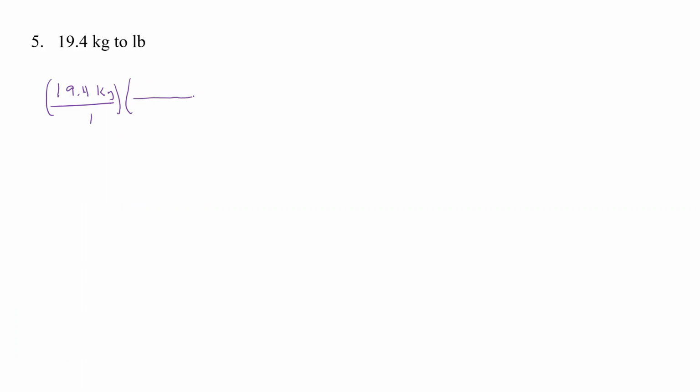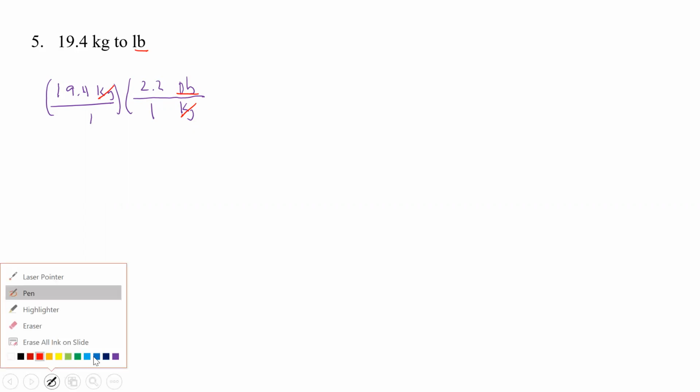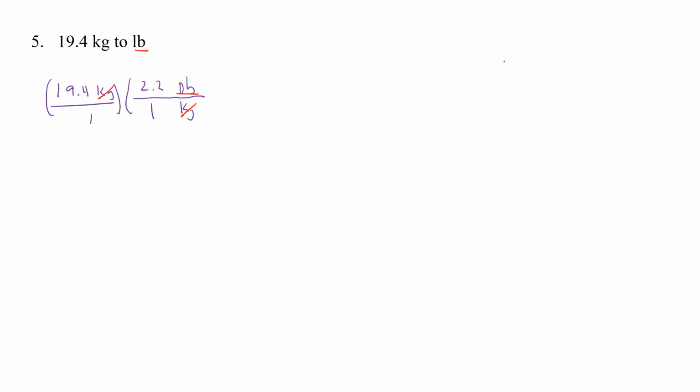We want to go and get rid of kilograms, so we're going to go to pounds. And so there's 2.2 pounds for 1 kilogram. Now the conversion will work because now kilogram cancels kilogram. We're left with pounds, which is what we want. So actually we're just going to multiply. So we're going to take 19.4 times 2.2.